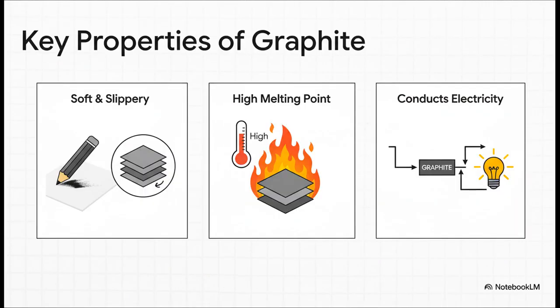So the properties are almost the opposite. It's soft and slippery, but it still has a very high melting point. And unlike diamond, it can conduct electricity. How can something be soft and have a high melting point at the same time? Well, you guessed it, it all comes back to the structure.